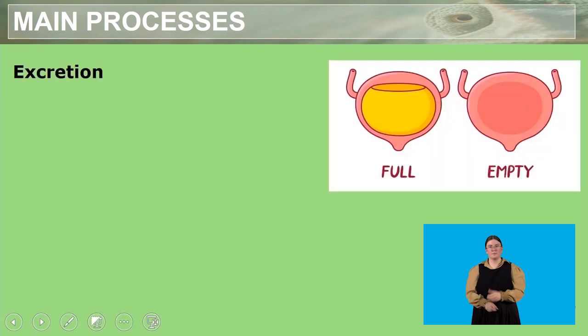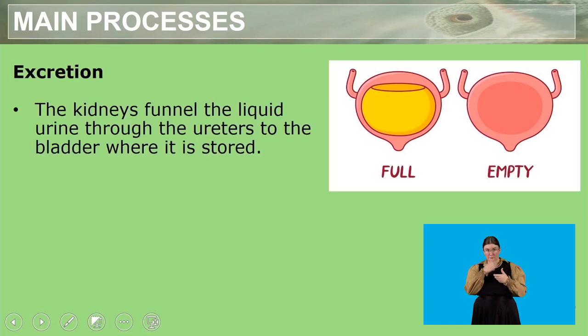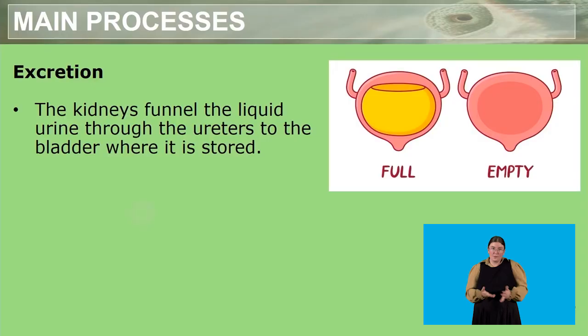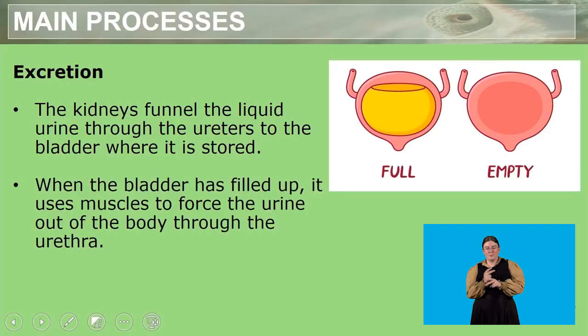And then lastly, we look at the process of excretion. Here, the kidneys funnel the liquid urine through the ureters. Remember, the ureters are connected to the two kidneys, and they lead to the bladder, which is a sac-like structure that temporarily stores the urine. When the bladder has filled up, it uses muscles to force the urine out of the body through the urethra.